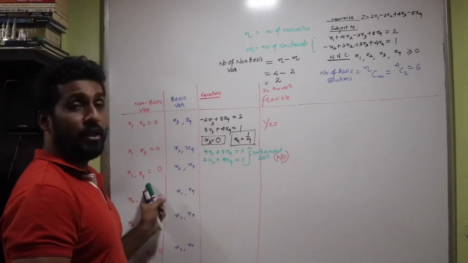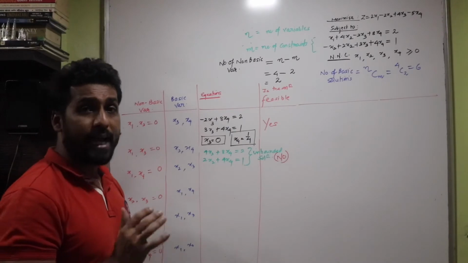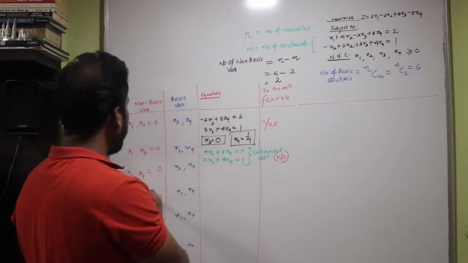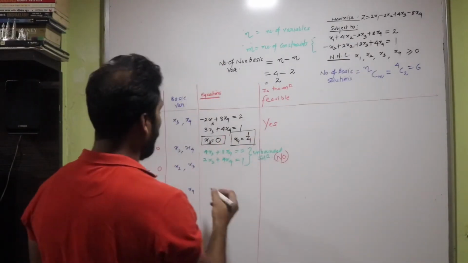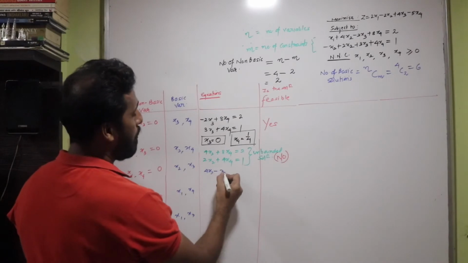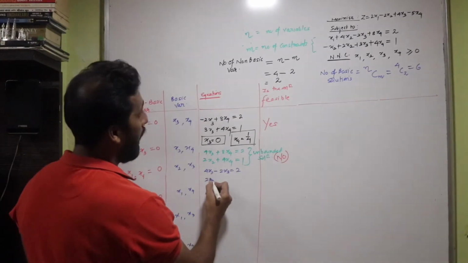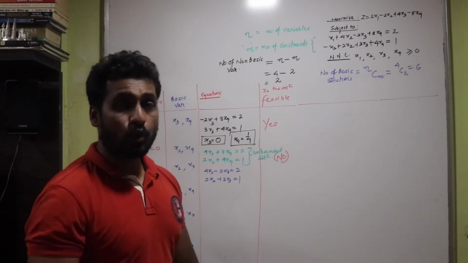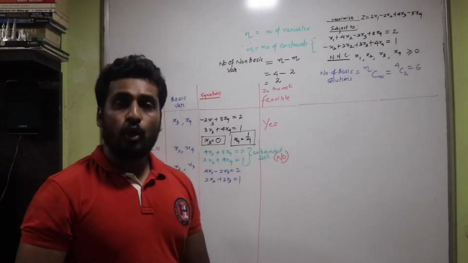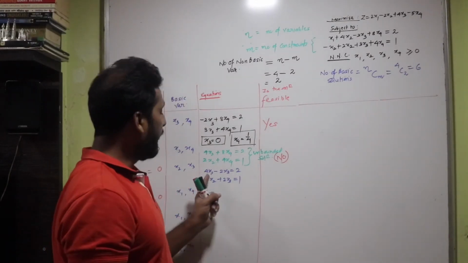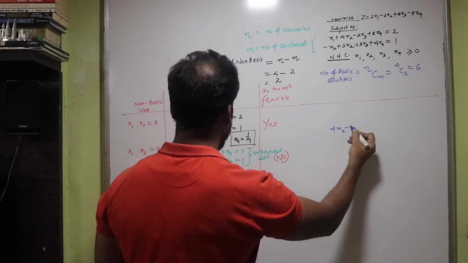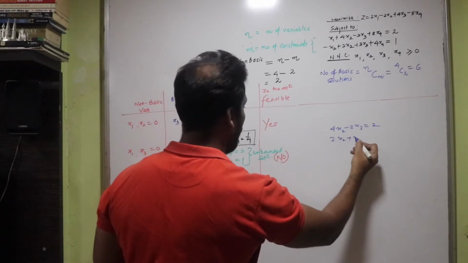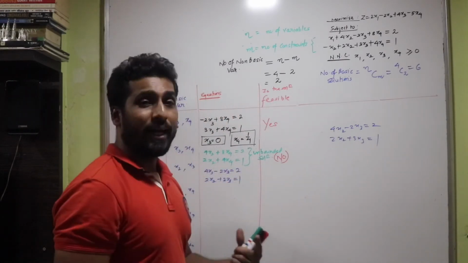Let's move to the next set of values, x1 and x4. Now if x1 and x4 are taken as 0, my equations will become 4x2 minus 2x3 equal to 2 and 2x2 plus 3x3 is equal to 1. So I'm going to solve these two equations simultaneously. Look at the equations again: 4x2 minus 2x3 equal to 2 and the other equation is 2x2 plus 3x3 is equal to 1.